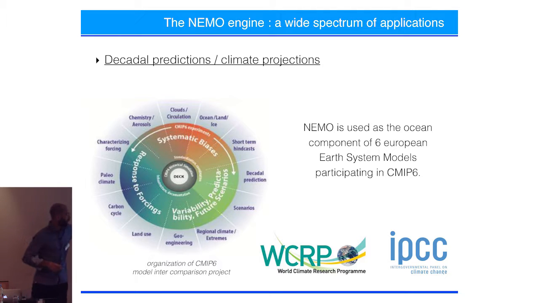Okay, so this is just an illustration of how the CMIP 6 project is organized. The baseline here, for those of you who are not familiar with that, is that those simulations actually feed the papers that go eventually into the IPCC report. So basically, Nemo is a key element of the European strategy for climate forecasting.